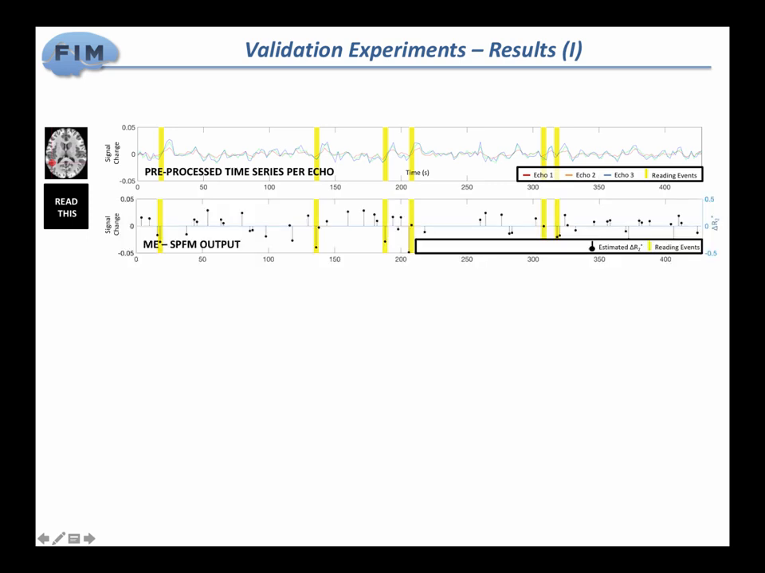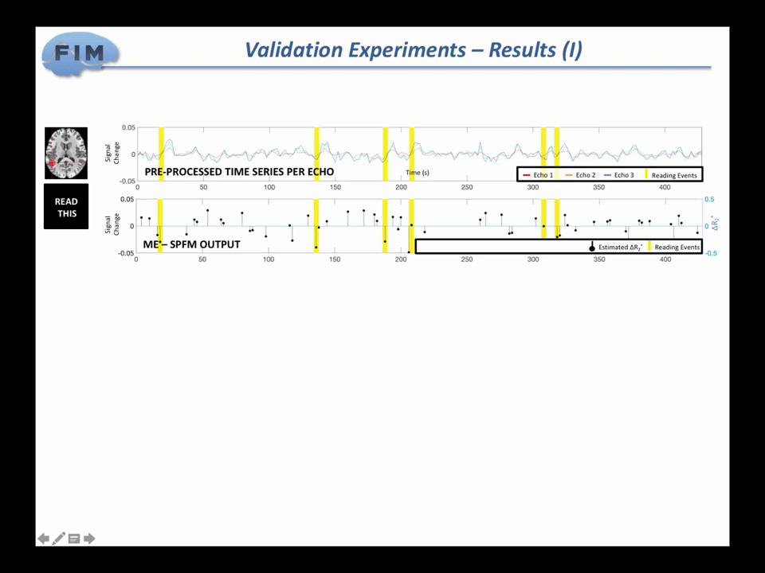We run our deconvolution method, and what we get are these sparse events. The first thing is it's sparse, meaning you don't get these lambdas at every single time point. The other important thing to see is that usually during each of the events, we see these negative lambdas. And they're supposed to be negative because this comes in units of delta R2 star. So a negative change in delta R2 star means a positive BOLD signal.